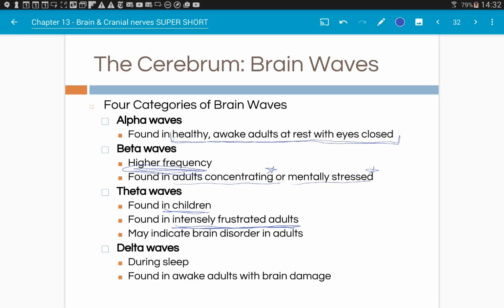So intensely frustrated, okay? Not the normal frustration we usually feel, like intensely, irrationally frustrated, can indicate a disorder in adults. Very normal in kids, not so normal if that hangs around into adulthood, maybe it should get checked out, okay? Then the last one is the delta waves, and these are the ones we do during sleep.